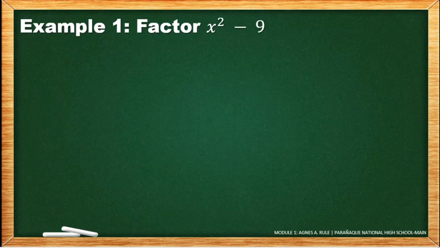So, example, factor x squared minus 9. So, x squared, perfect squared siya, tama? And 9 is also perfect squared kasi the factor of x squared, x times x. The factor of 9, 3 times 3. Or, in short, the square root of x squared is x. The square root of 9 is 3. Parang iniikot lang natin para makuha natin yung factors ng mga given polynomials.